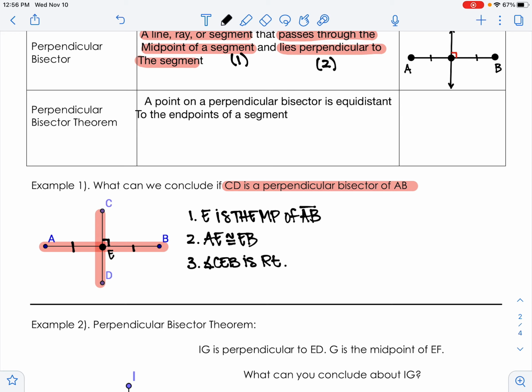Now, just like up above when we did the angle bisector definition and then the angle bisector theorem, we're doing the same thing here. We just had the definition of a perpendicular bisector, but now we have the perpendicular bisector theorem. The perpendicular bisector theorem says a point on a perpendicular bisector is equidistant, there's that word again, to the endpoints of the segment.